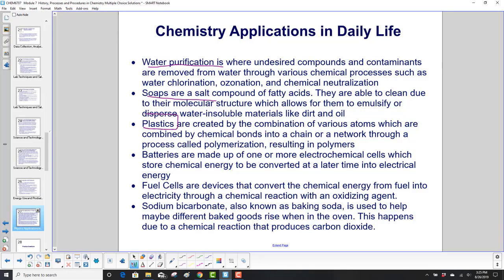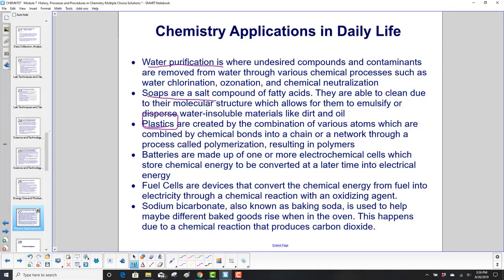Plastics, from the movie The Graduate. They're created by the combination of various atoms which are combined by chemical bonds into a chain or network through a process called polymerization, resulting in polymers. So again, here's good and bad, right? Good. Plastics are great for preserving food. They're used everywhere in our society. They're parts of cars, parts of houses, all kinds of stuff. But on the other hand, there's a problem with plastic waste, especially in the ocean.